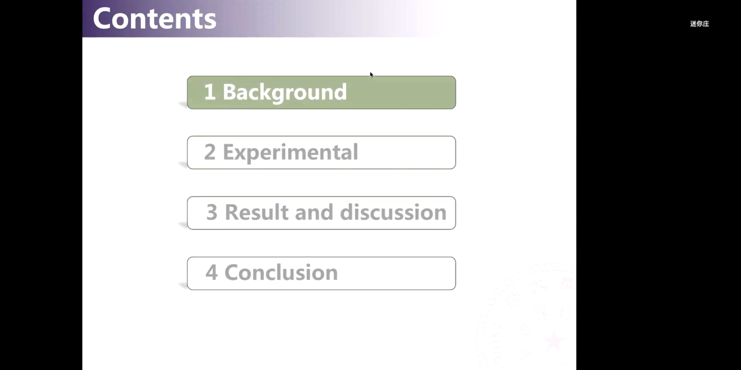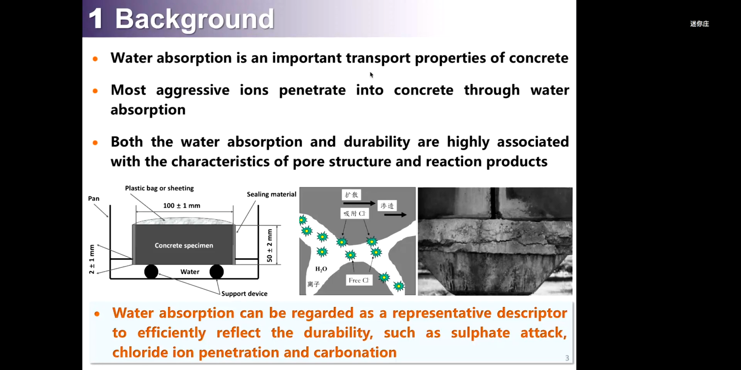Well, let's move on to the first part, background. Water absorption is one of the most important transport properties of concrete. Most aggressive ions penetrate into concrete through water absorption, leading to durability-related damage and performance degradation. Both the water absorption and durabilities of concrete are highly associated with the characteristics of pore structure. Thus, in theory, water absorption can be regarded as a representative descriptor to effectively reflect the durabilities of concrete.